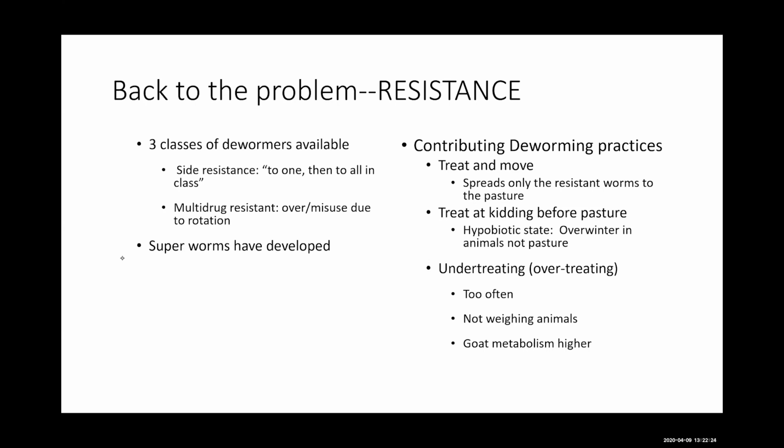And then over treating them, we're giving it too often. We're not weighing the animals, so they're not getting the right dose. And although most people that have goats have now realized that our treatment regime for goats has to be higher than sheep, their metabolism is different. So normally we dose goats at 2x a sheep or cattle dose.